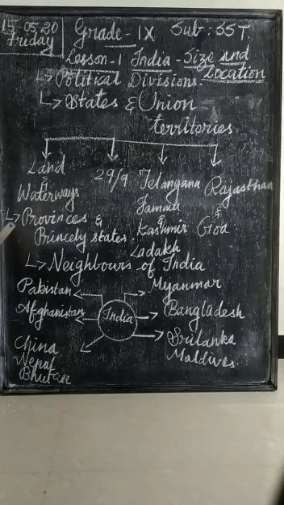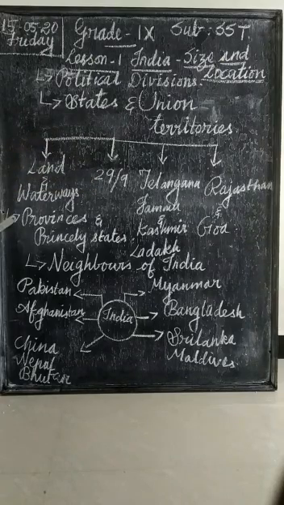Let us discuss newly created union territories and states. See, students, already you know, Telangana became the 29th state of India on 2nd June 2014. Newly created union territories are Jammu and Kashmir and Ladakh.